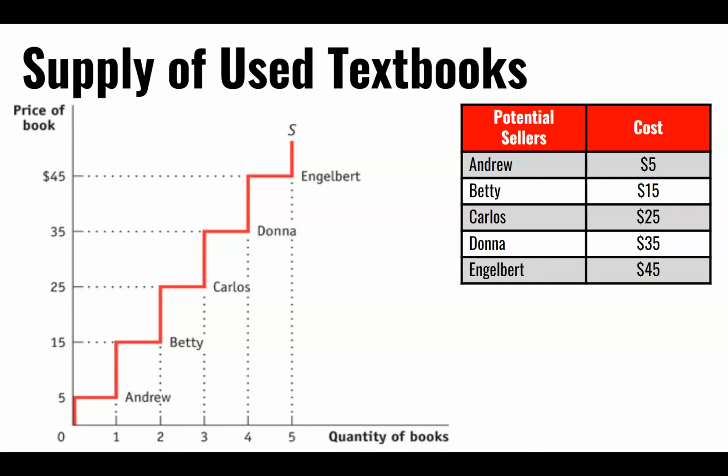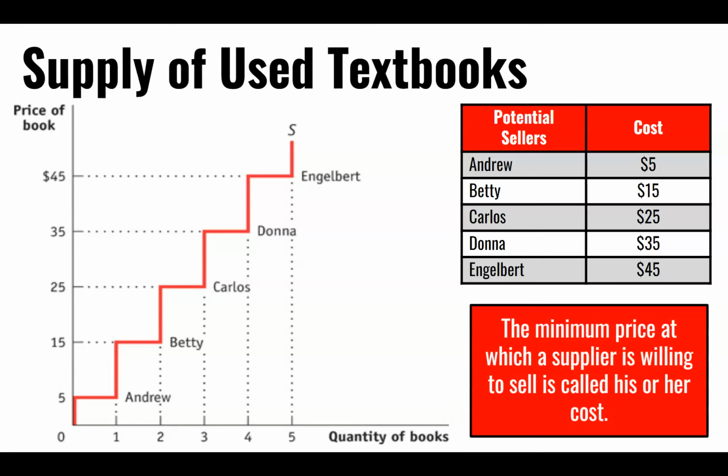Andrew was willing to sell for 5. Betty was willing to accept at least 15. Carlos was willing to accept at least 25. That's all better than 30, so they're in. But Donna would need to receive $35 in payment for her to part with her textbook. So if the price is only 30, Donna is not part of the market. She's out, and so is Engelbert. So the supply curve is showing us the minimum price that is needed to incentivize someone to sell. They'd always like a higher price. This is the minimum they need to get.